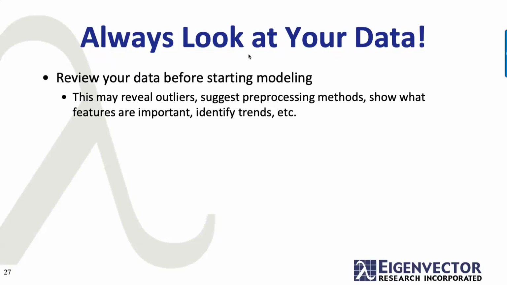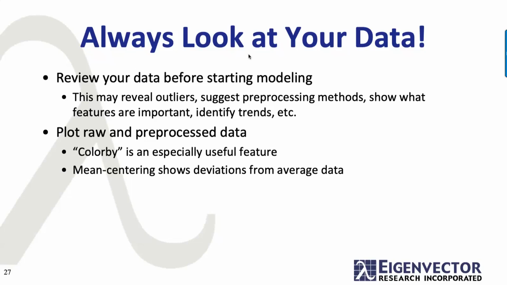This might reveal outliers. It'll maybe suggest to you what pre-processing methods you ought to use. It'll show you what features are important, and hopefully it'll identify any trends that you see. You usually find some things that you weren't expecting if you actually look at it. Plot the raw and the pre-processed data. I really like the color by feature that we have in our software. It's especially useful, and I'm going to show you some examples of that.